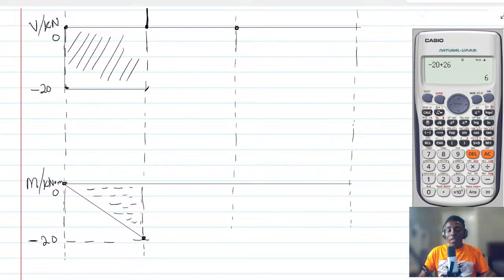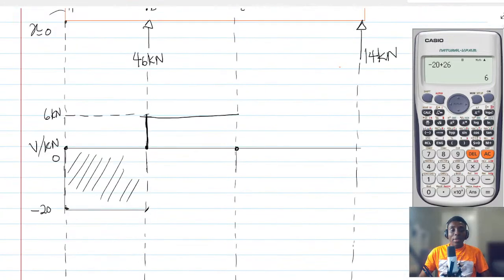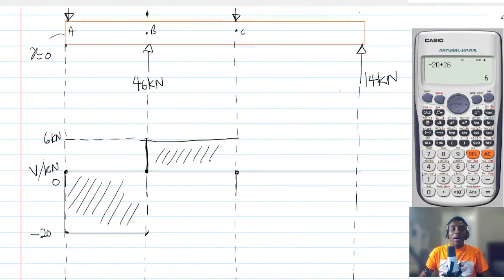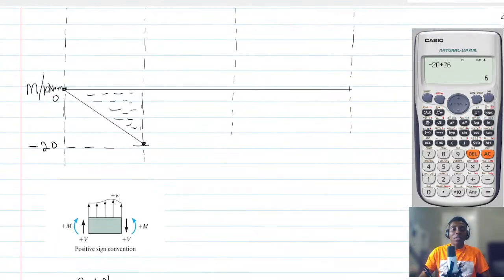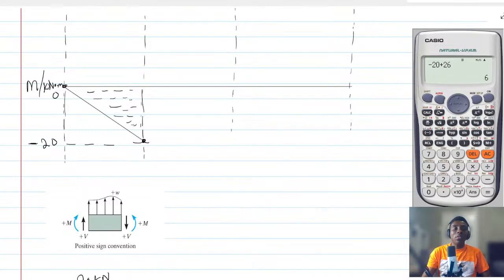All right, now, so this is our shear force at this point. Let's look at the moment. Let's look at the moment.